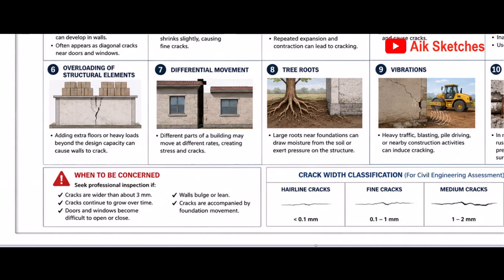The next one is tree roots. Large roots near foundations can draw moisture from the soil or exert pressure on the structure. This is especially true for trees that have very long roots. They can draw moisture from the soil because of the need for water, or exert pressure on the structure as the roots extend.